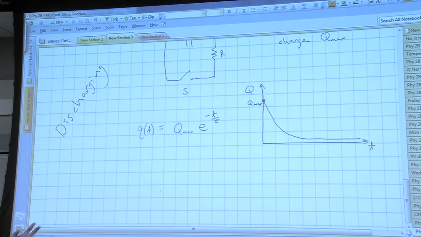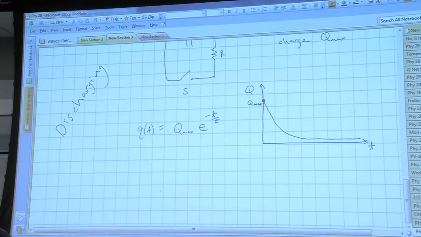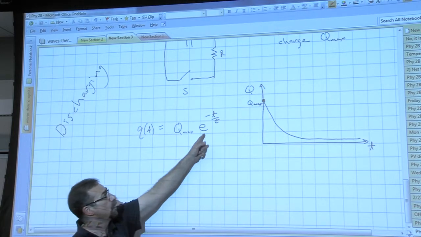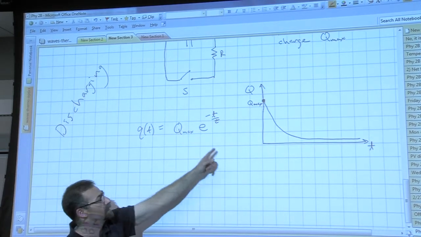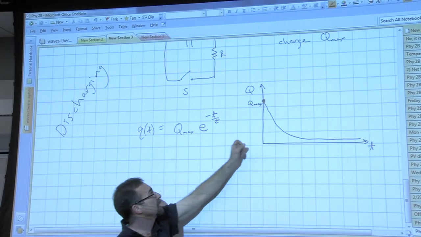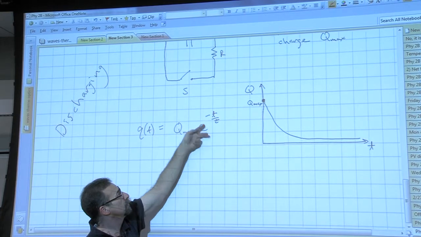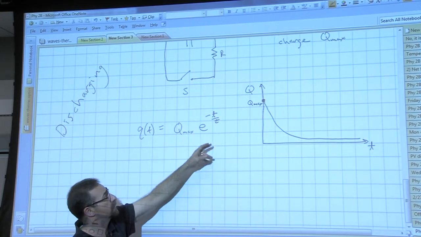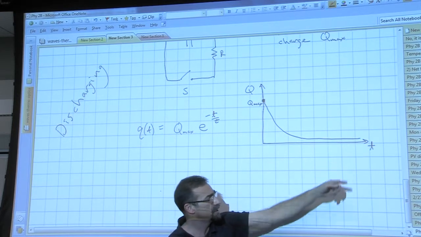So we don't have a 1 minus e to the minus t over tau. It's just e to the minus t over tau. Let's see if that makes sense. At t equals 0, this is just 1. E to the 0 is just 1. So we get Q maximum at t equals 0. As t goes to infinity, we get 1 over e to the infinity, which goes to 0. So Q goes to 0 as t goes to infinity.